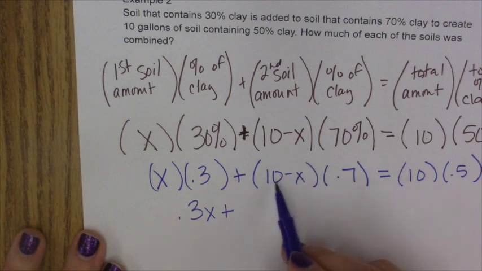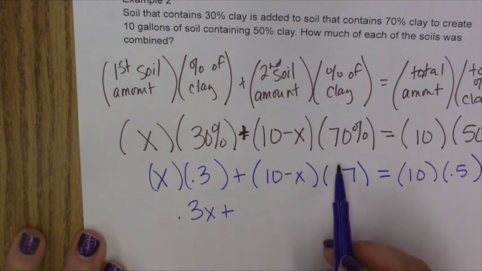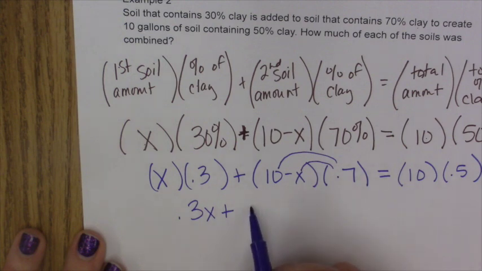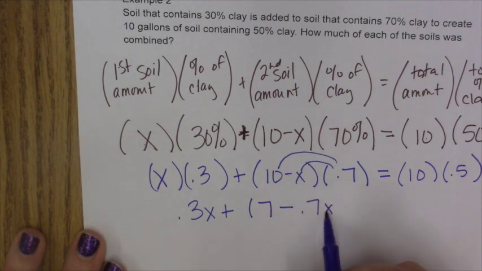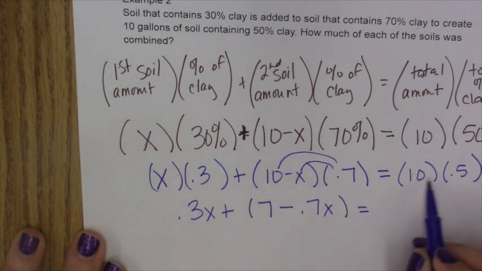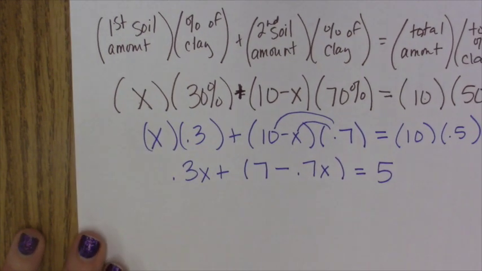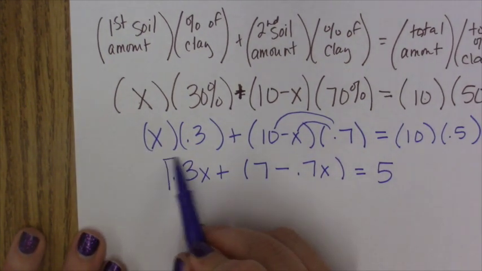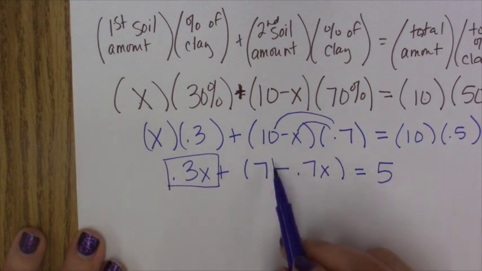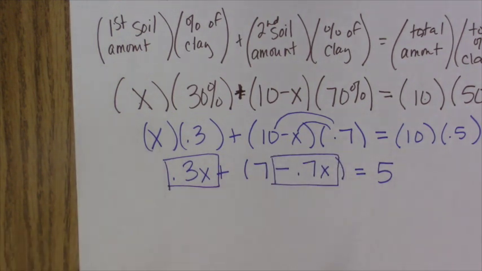This is where we have to do that distributive property. So we're going to distribute this 0.7 to the 10 and to the x. So we get 7 minus 0.7x. And when I multiply here, I get 5. All right, now this 0.3x and this 0.7x are like terms, so we're going to combine those like terms together.